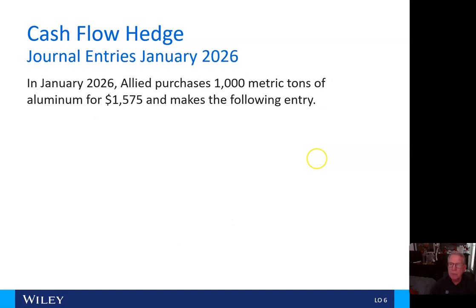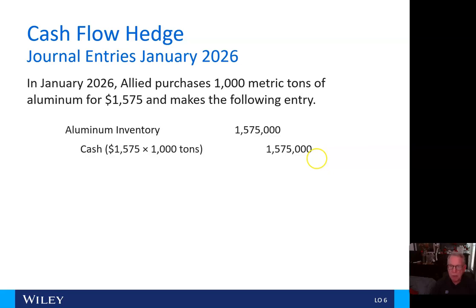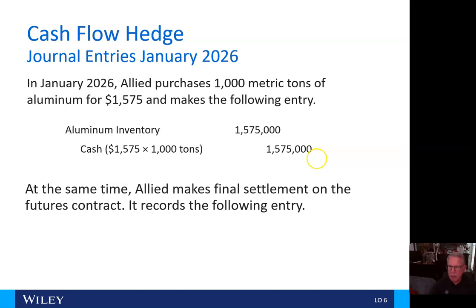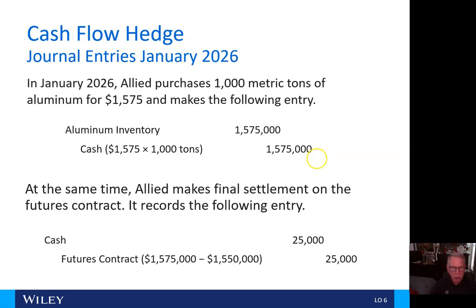comprehensive income. So the journal entries on January 26, Allied purchases finally the 1,000 metric tons of aluminum for $1,575 and makes the following entry. Aluminum inventory for $1,575,000, cash for $1,575,000, and at the same time they make final settlement on the futures contract and record the following entry. Cash for $25,000, futures contract for $25,000, calculated by taking the totals. That looks like a good place to stop this video.